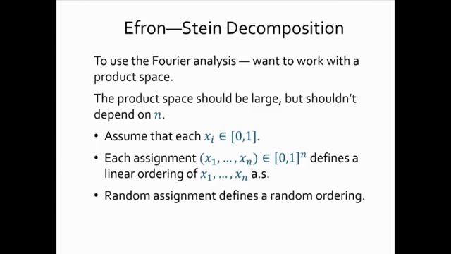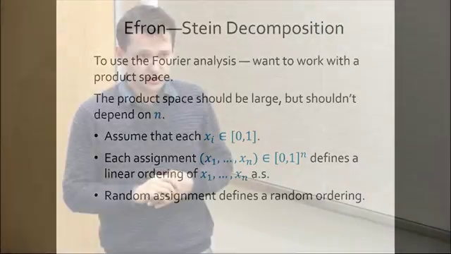So we want to use Fourier analysis to solve this problem. One problem is that Fourier analysis works especially well on product spaces. And in our case, the set of solutions is not a product space, right? The set of solutions is a set of permutations of variables x1, etc., xn, and it's not that convenient to use Fourier analysis on this set.